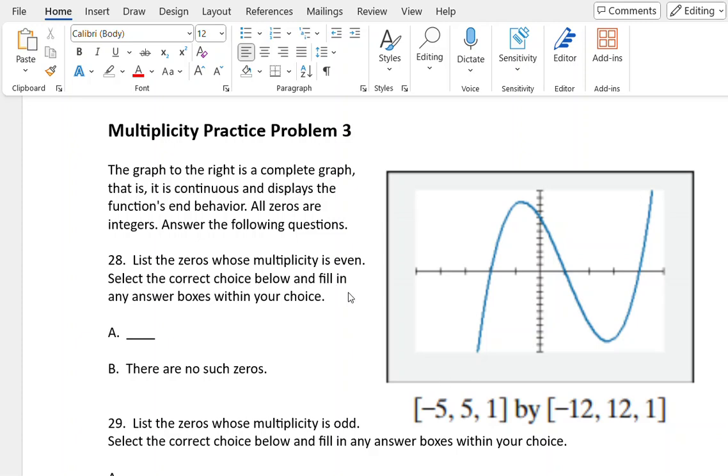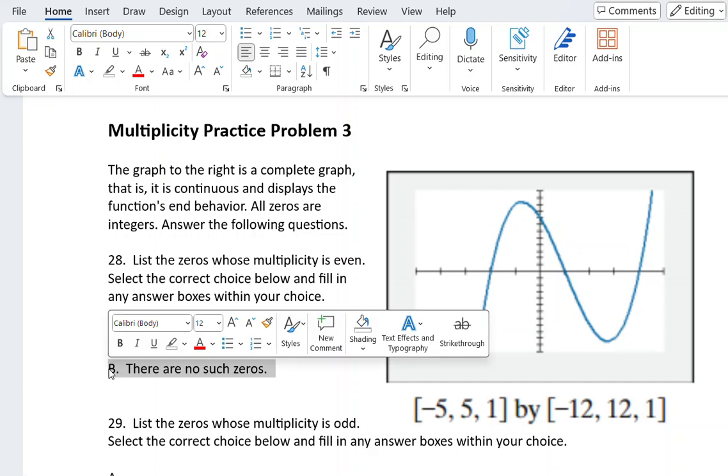First, we're going to list the zeros whose multiplicity is even. So looking at the graph, an even zero would touch and turn around the x-axis at that point. So when I look at this, I see that there are no zeros where the graph is touching and turning around. The graph is crossing at all three zeros. So this would be answer choice B. There are no such zeros.